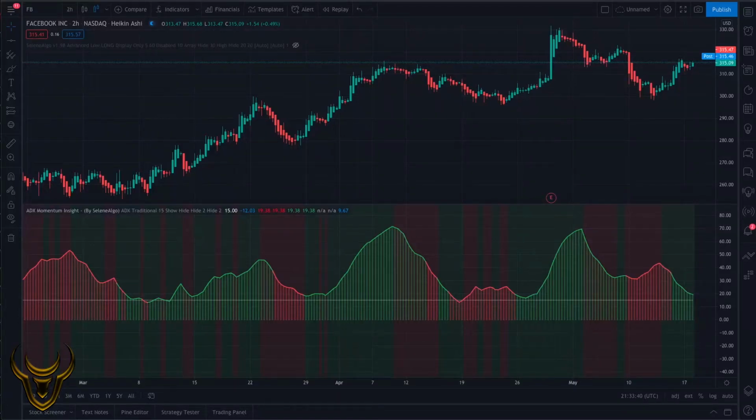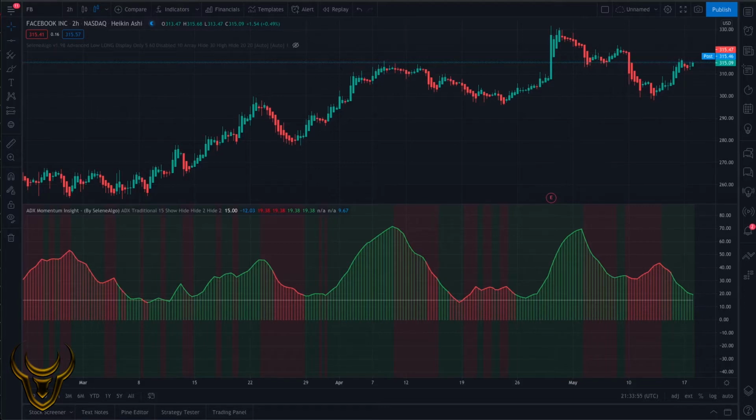Hey guys, today we're going to be talking about the ADX Momentum Insight Indicator by SeleneAlgo. First we'll be breaking down some of its sub-features, and then towards the end we'll tie it all together and show how everything works really well together.